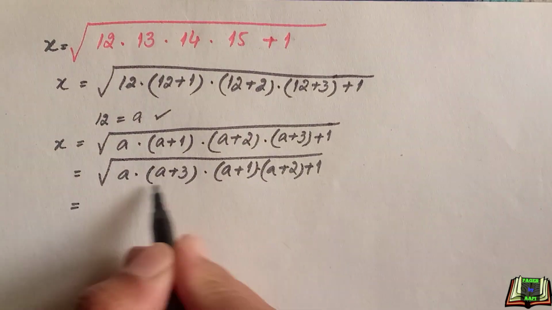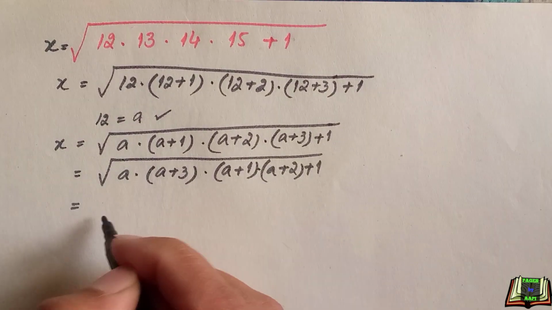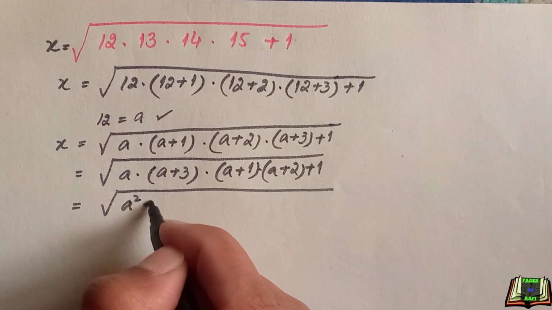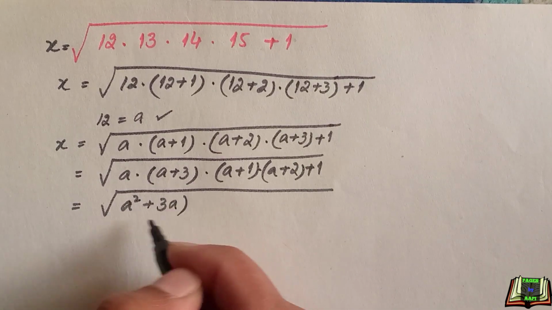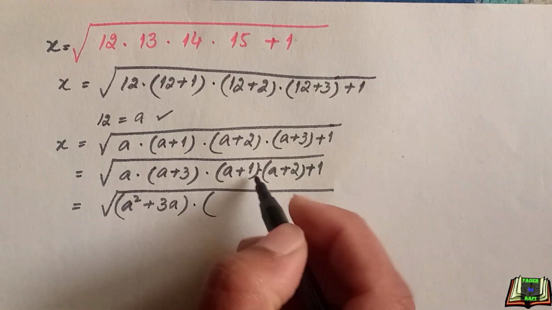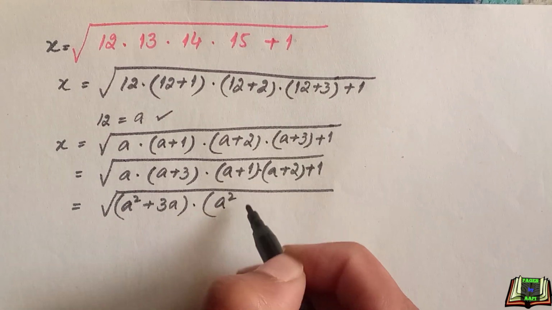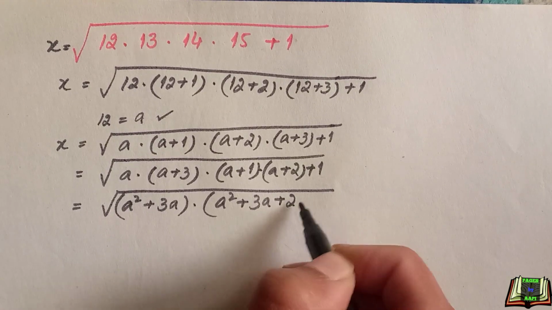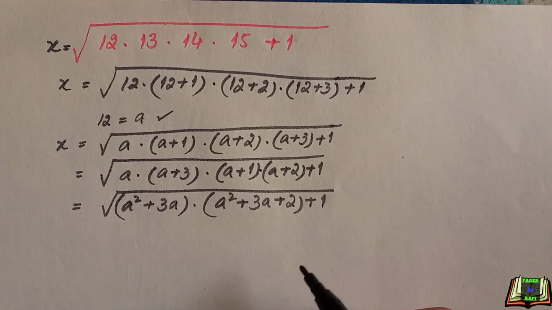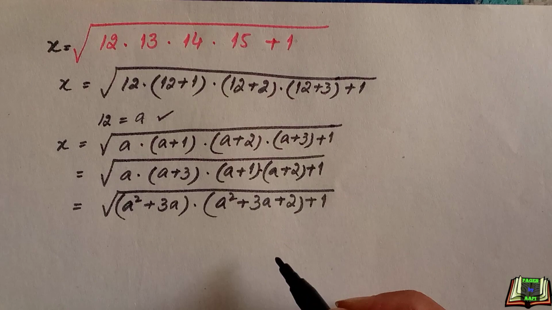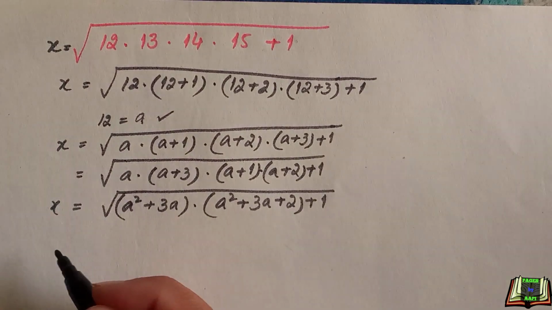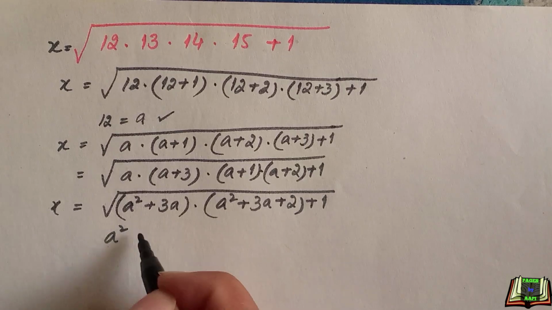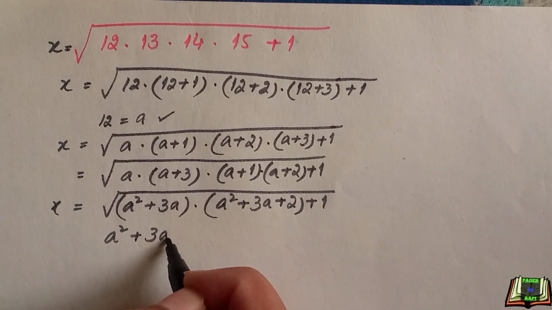Now we are going to multiply these two terms and these two terms together. This will be equal to a square plus 3a times a square plus 3a plus 2, plus 1. Now let's suppose this a square plus 3a is equal to b. a square plus 3a is equal to b.